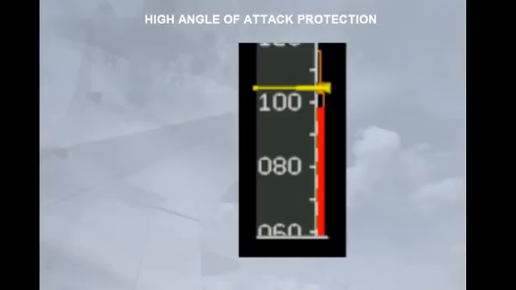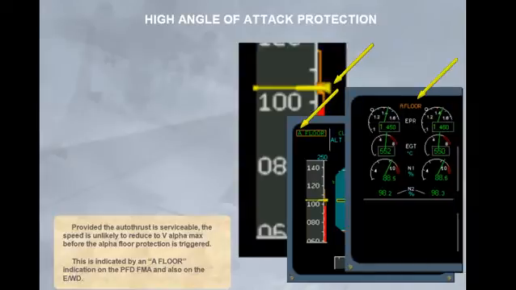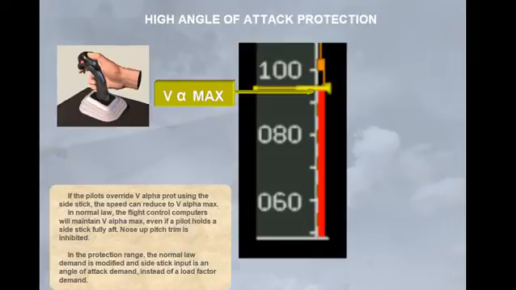Provided the autothrust is serviceable, the speed is unlikely to reduce to V alpha max before the alpha floor protection is triggered. This is indicated by an alpha floor indication on the PFD FMA and also on the engine warning display. If pilots override V alpha protection using the side stick, the speed can reduce to V alpha max. In normal law, the flight control computers will maintain V alpha max even if a pilot holds a side stick fully aft. Nose up pitch trim is inhibited.